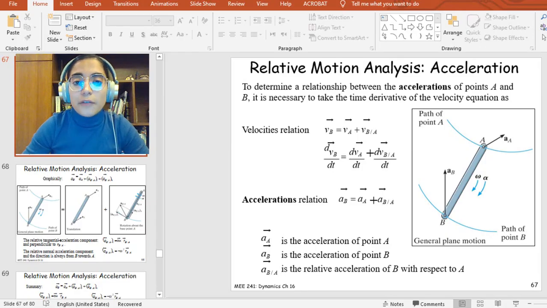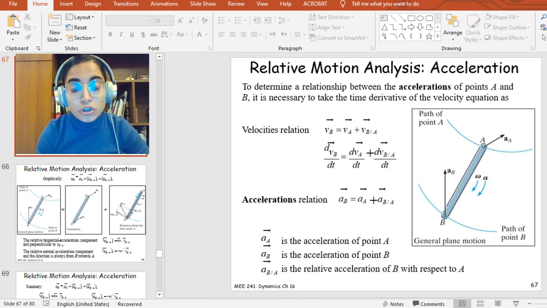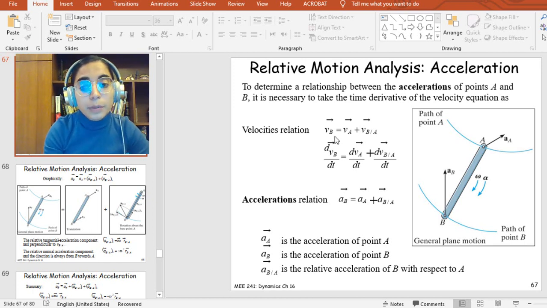Now, the last part of this chapter is about the acceleration of the plane motion for a rigid body. And in fact, it follows the same concept as for the velocity. So if you remember, guys, whenever I want to find the velocity for a general plane motion for a rigid body, I have to use the relative motion analysis. So I know that VB is equal to VA plus VB with respect to A.